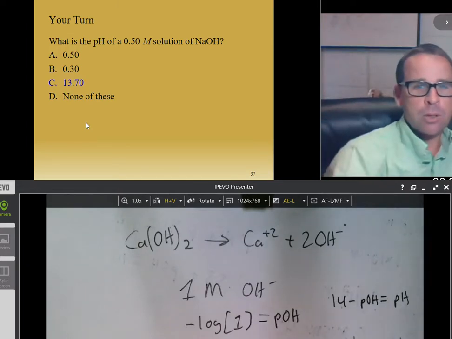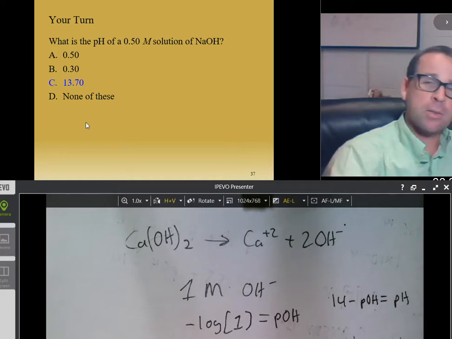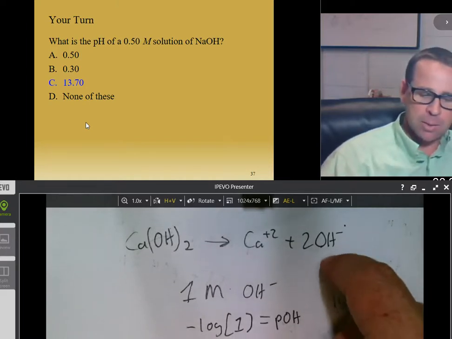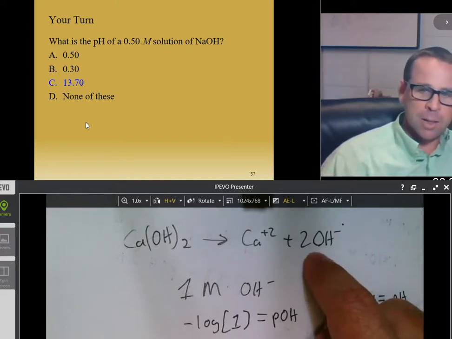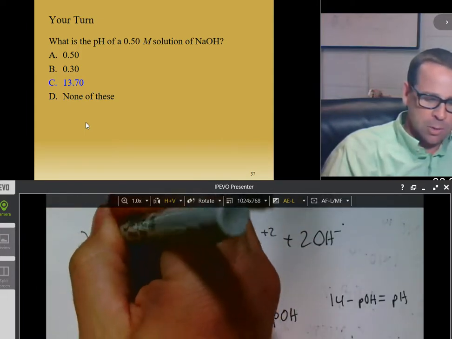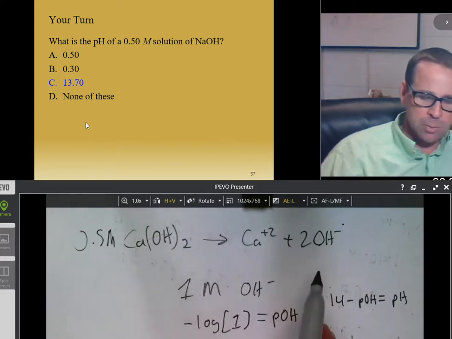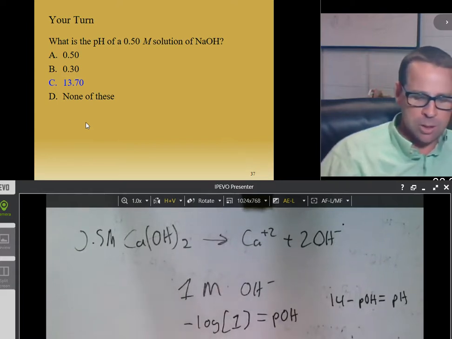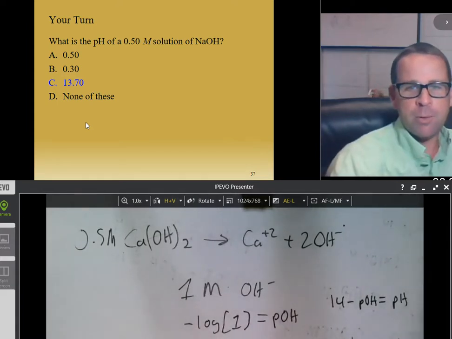Okay, so the value is 13.7, right? That's the one we just did, where we pretended, or for people who might have thought that 0.5 molar calcium hydroxide would result in only 0.5 molar hydroxide ion. Here we actually have 0.5 molar hydroxide ion, so the pH is only 13.7.